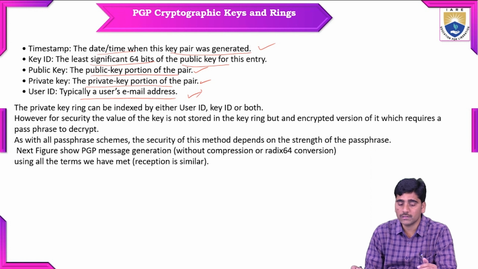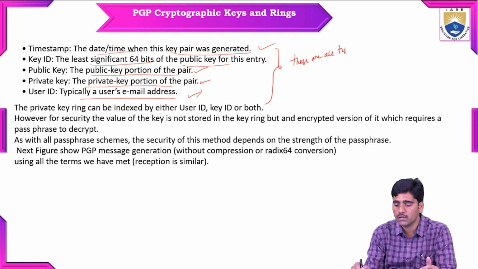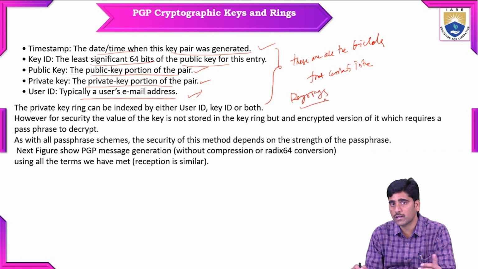So this timestamp, key ID, public key, private key, user ID, all these are all the fields that are contained in the keyrings. So what are the types of keyrings? One is the private keyring, and the second one is the public keyring.